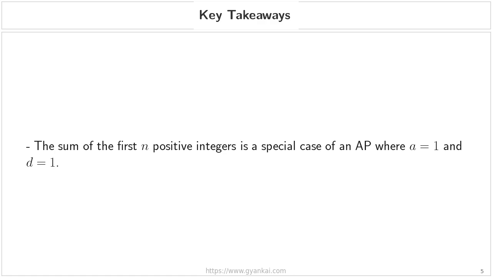Key takeaways. First, it is important to remember that the sum of the first n positive integers isn't just a random rule. It is actually a special case of the arithmetic progression we studied earlier. Specifically, it's what happens to an AP when the first term, which we call a, is equal to 1, and the common difference, which we call d, is also equal to 1.